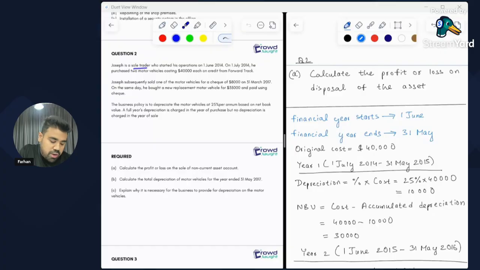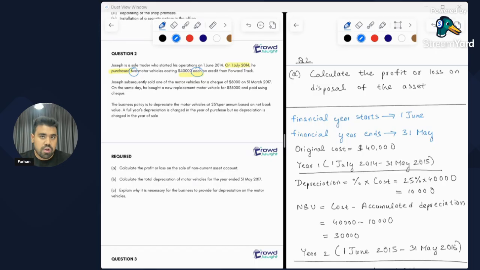Joseph is a sole trader who started his operations on 1 June 2014. On 1 July 2014, he purchased two motor vehicles costing $40,000 each on credit from Forward Truck. All right, so the second line says that on the 1st of July 2014, we purchased two motor vehicles costing $40,000 each. So be careful when you read the question. So we have got two motor vehicles and the cost of each motor vehicle is $40,000, which means altogether we paid $80,000.